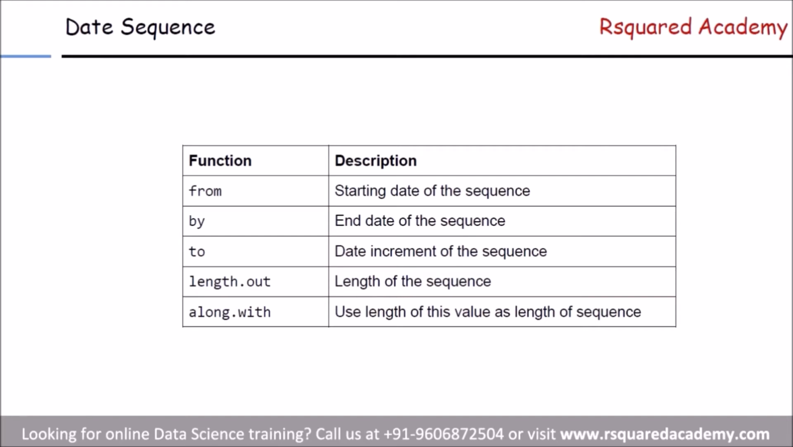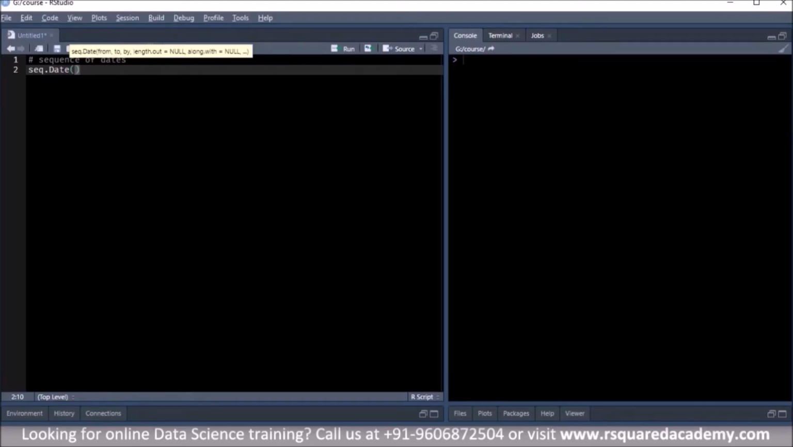We look at all the variations that can be used, and as we start using them, you will understand how to use them in different scenarios. In each of the examples, we'll use a combination of these arguments that will allow you to understand when and where to use them. So let's go to the examples. Let's start creating a sequence of dates.